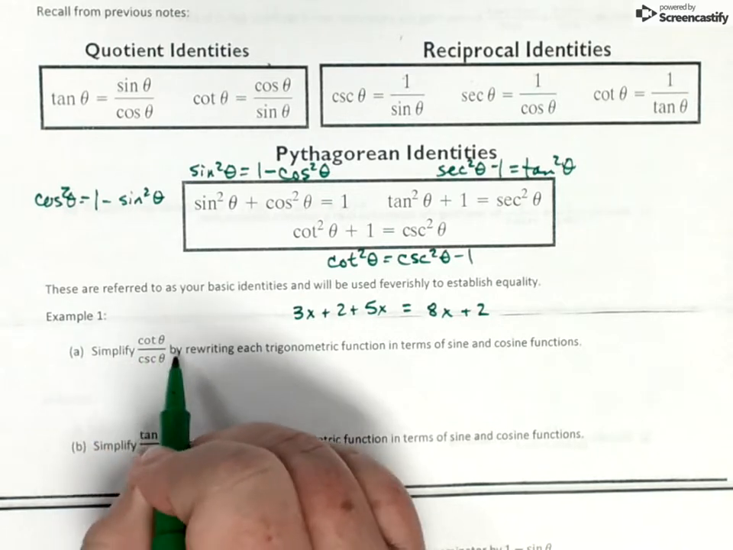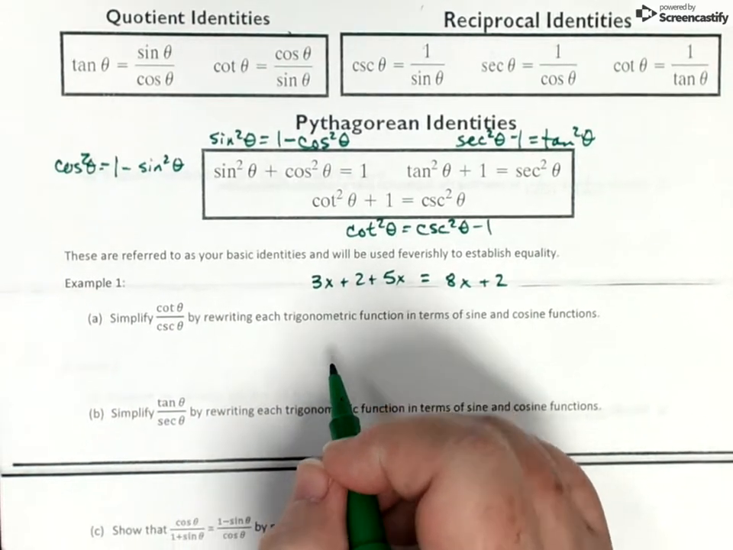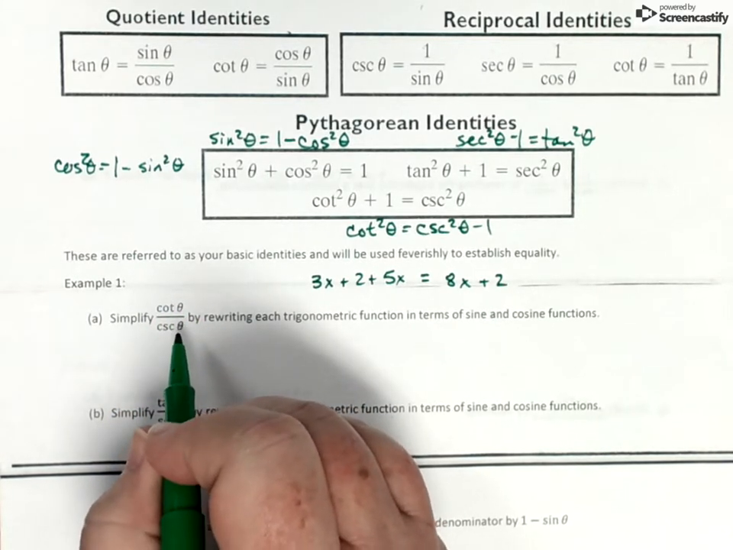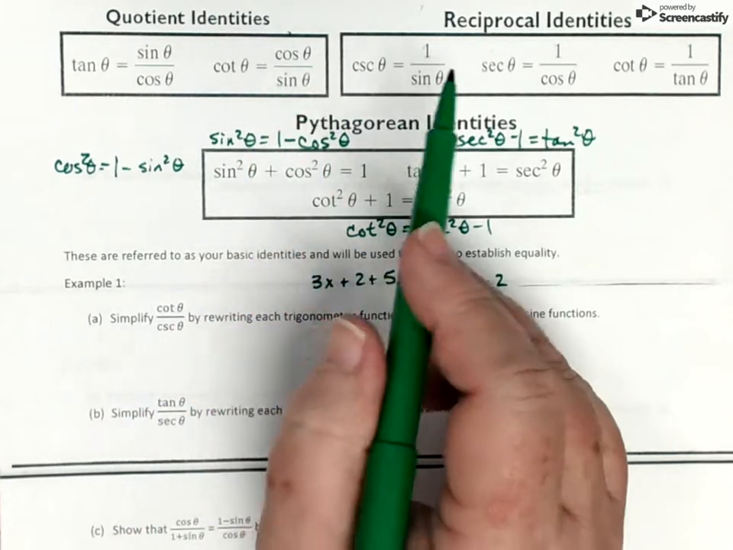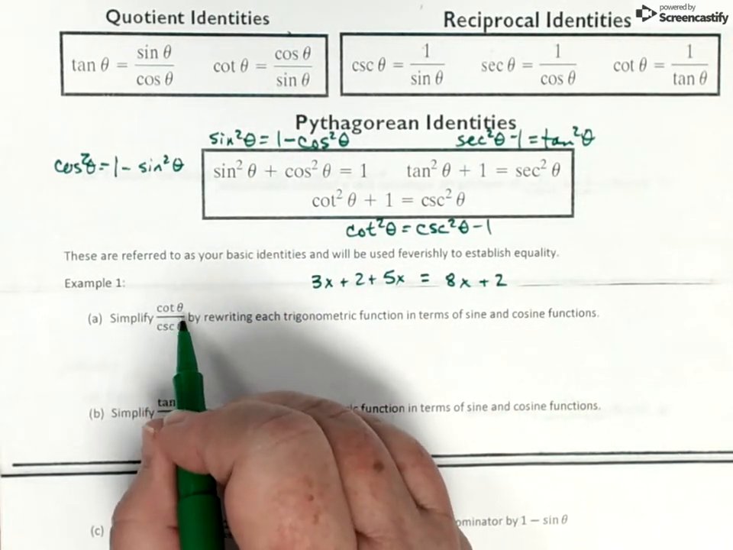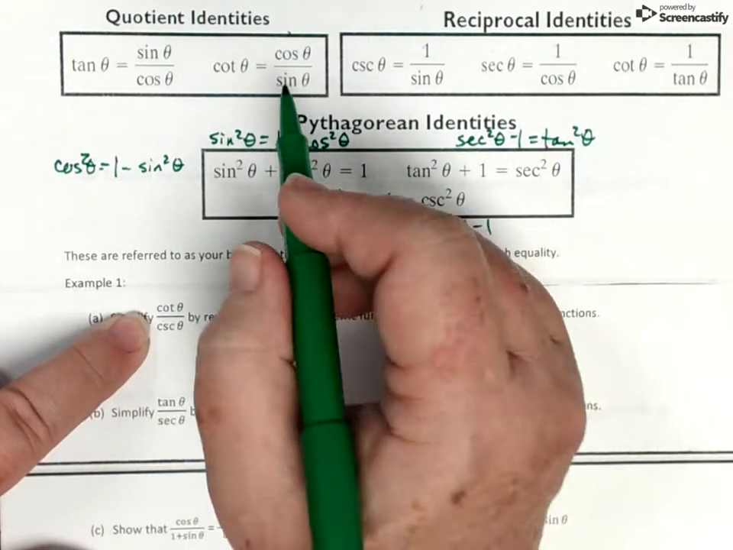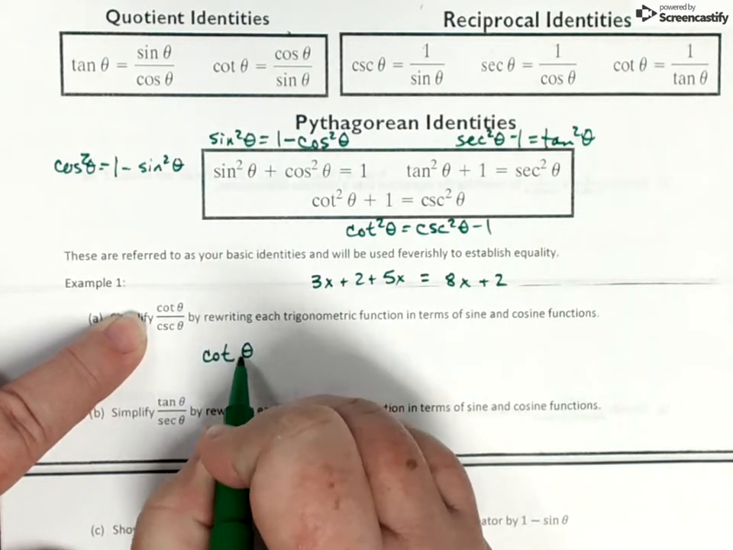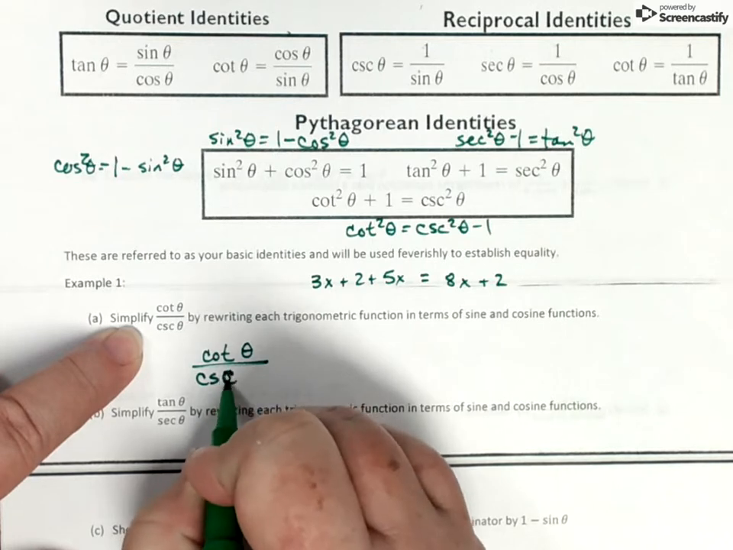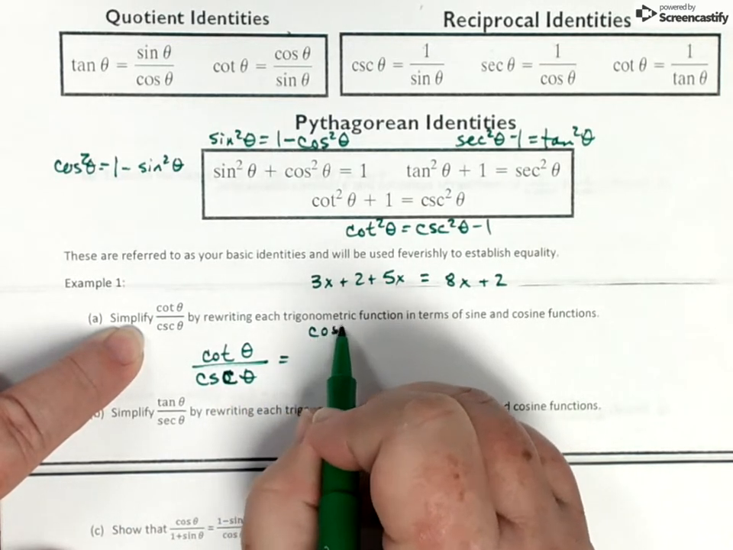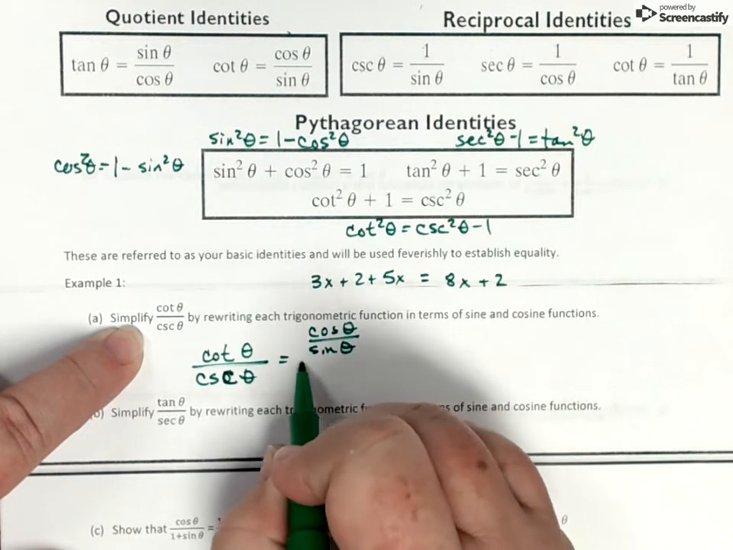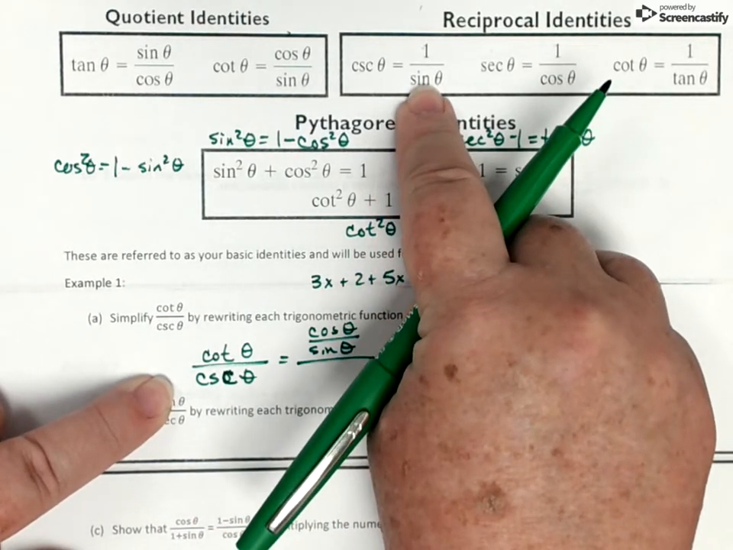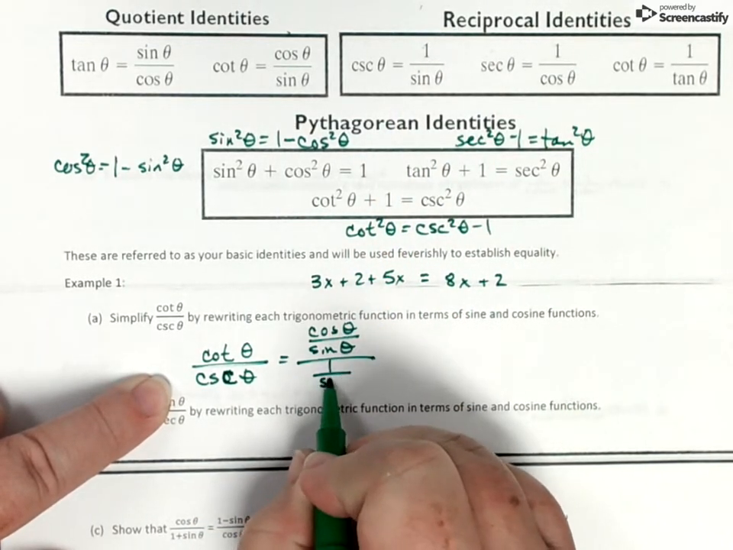So if I were to look at this and I wanted to simplify it, one of the first things we try to do is see, can we simplify it down to either not a fraction at all or down to just sine and cosine. So I'm going to rewrite the cotangent of theta over cosecant of theta as cosine of theta over sine of theta over, and now what is cosecant? Cosecant, remember, is the reciprocal of sine. So I can write that as 1 over sine of theta.